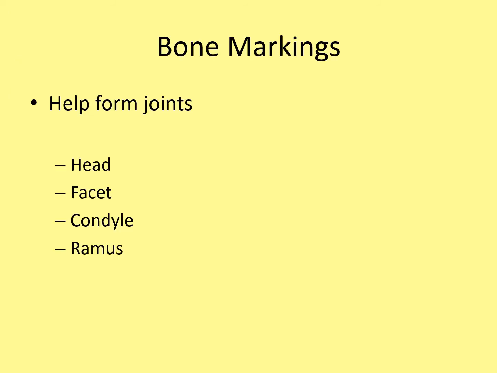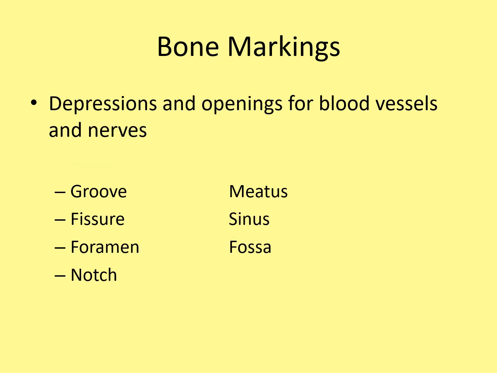Some bone markings are going to be helpful in forming joints. These would be things like the condyles, facets, or heads. And then some of them are depressions and actually openings in the bone. Like a foramen is an opening. It allows for nerves and blood vessels to be able to pass through from one side of the bone to the other.